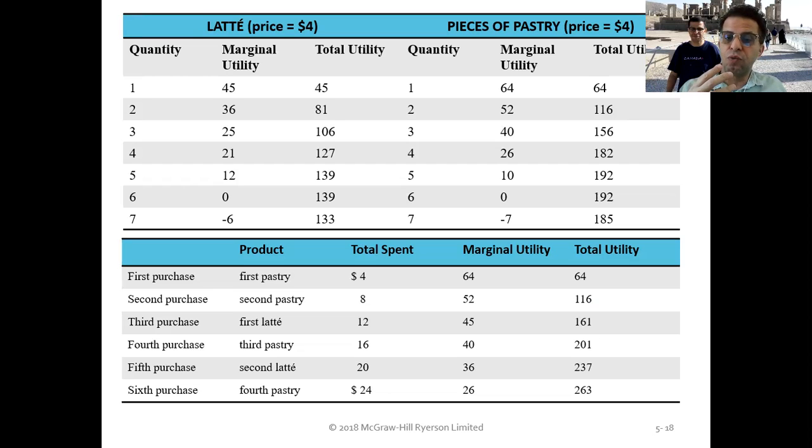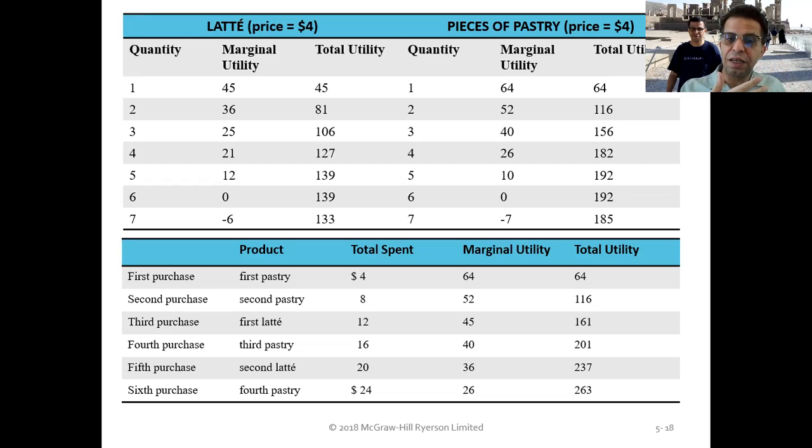The third one, we notice that is gonna give us 40 marginal utility if we buy a pastry, in comparison with the latte, which is gonna give us 45. So here, we switch the choice, and instead of buying the third pastry, we go and buy the first latte, which is giving us 45 instead of 40.